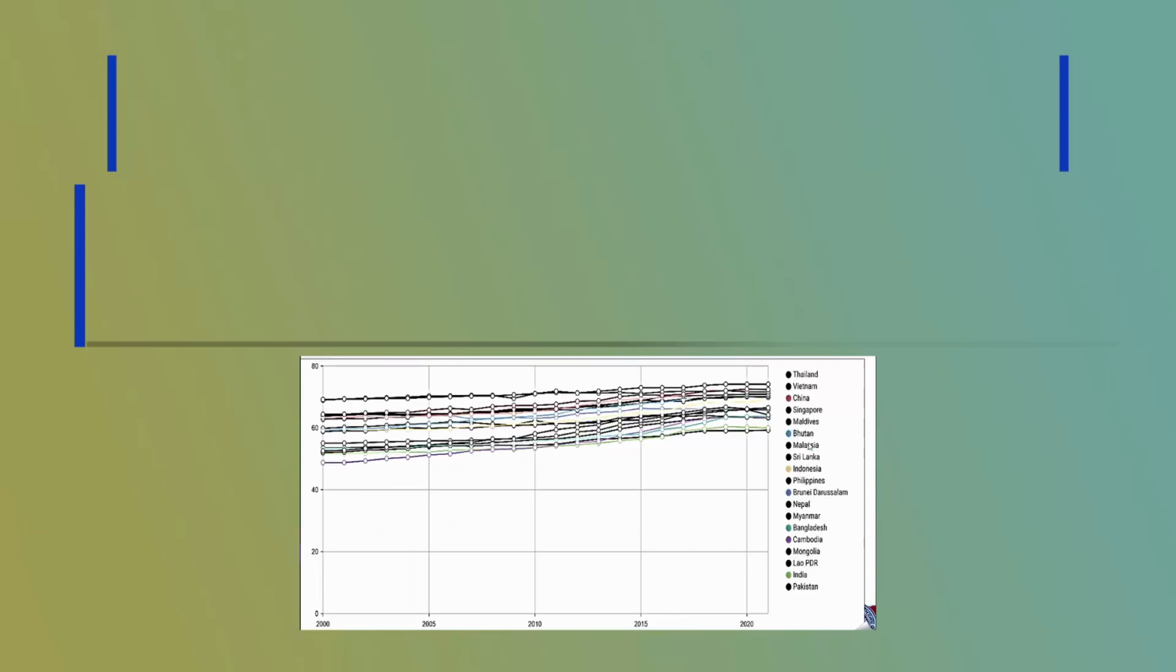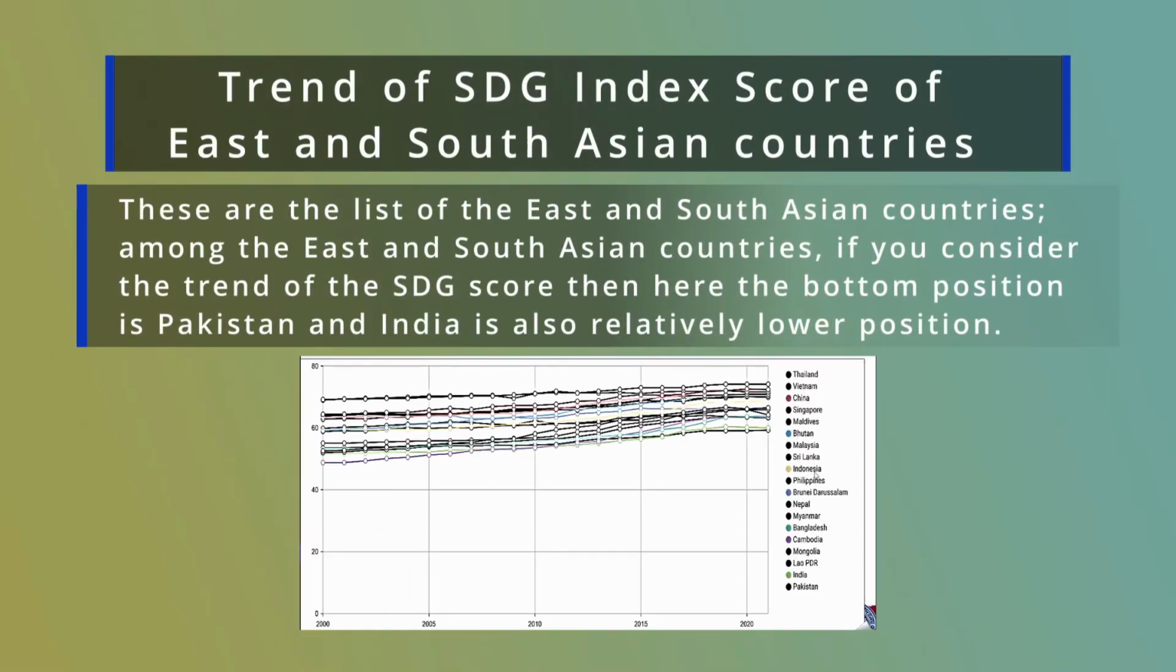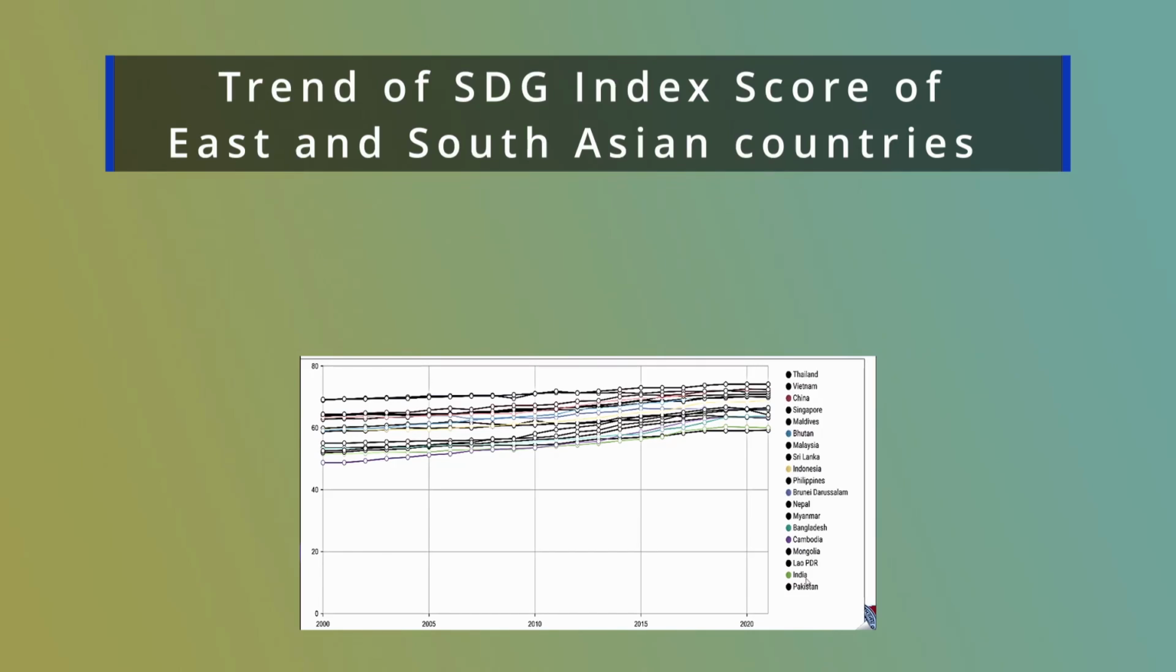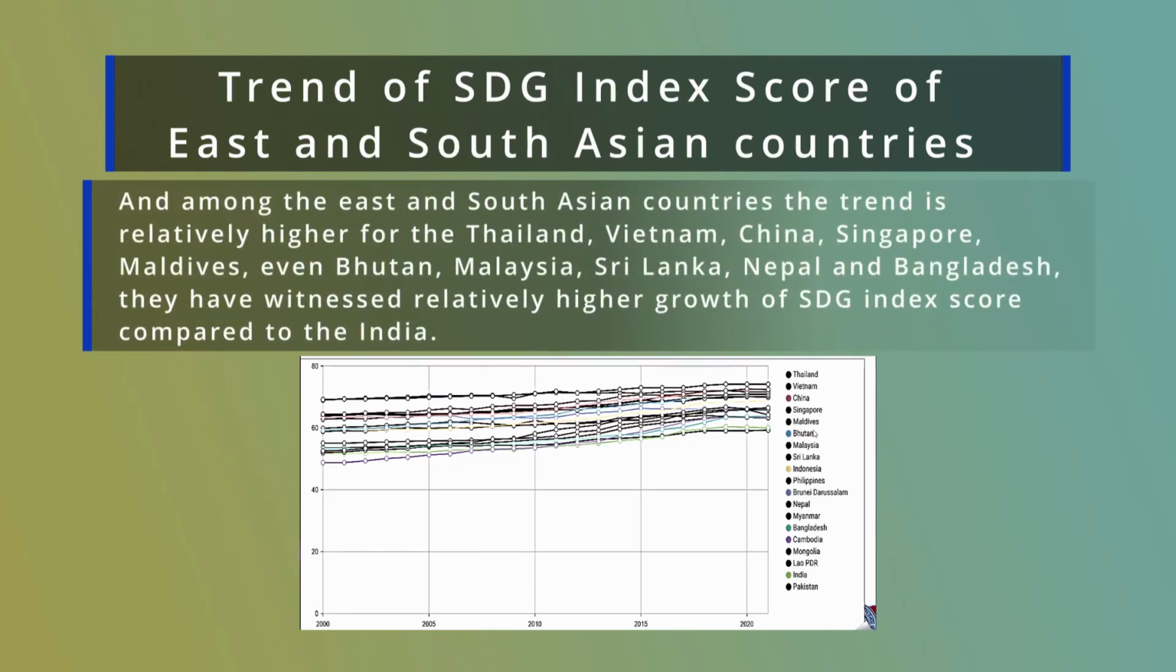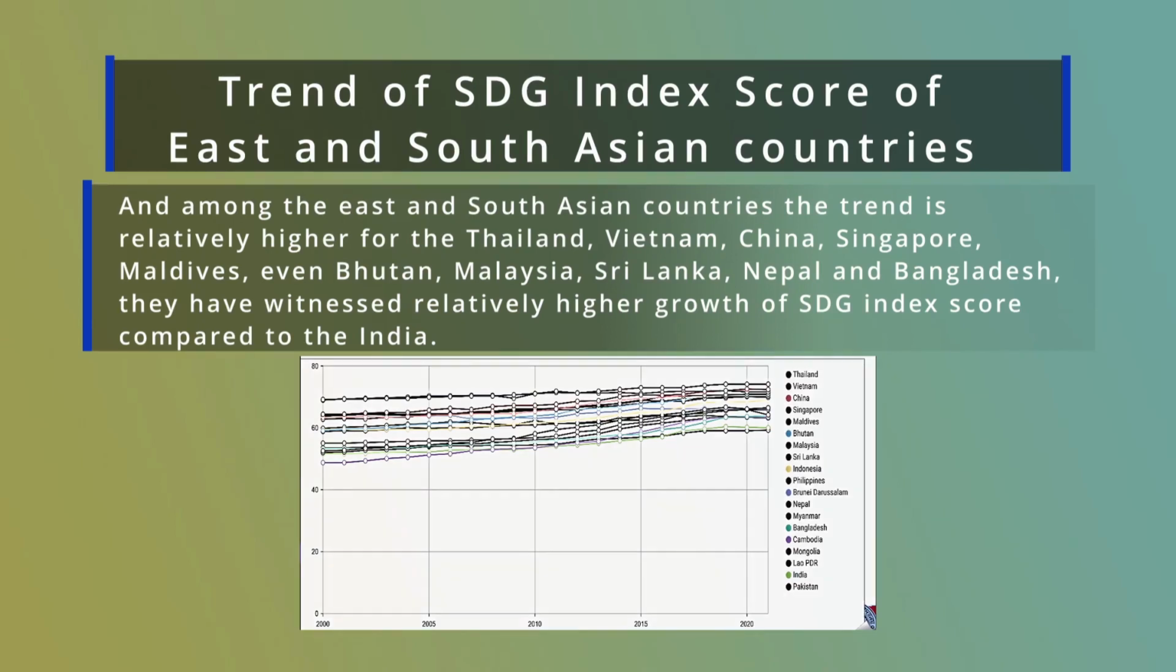Now, if you consider the relative trend of India by its SDG score among the East and South Asian countries. These are the list of the East and South Asian countries. Among the East and South Asian countries, if you consider the trend of the SDG score, then the bottom position is Pakistan, and India is also in a relatively lower position. And among the East and South Asian countries, the trend is relatively higher for Thailand, Vietnam, China, Singapore, Maldives, even Bhutan, Malaysia, Sri Lanka, Nepal and Bangladesh. They have witnessed relatively higher growth of SDG index score compared to India.